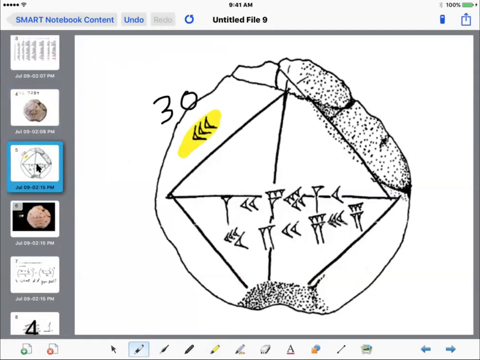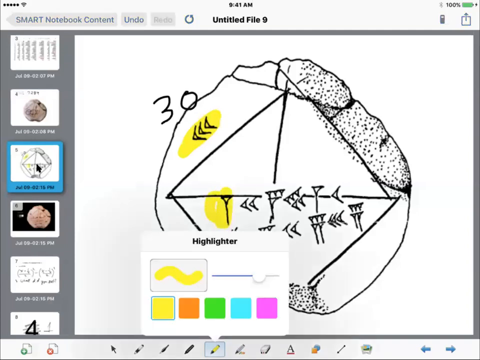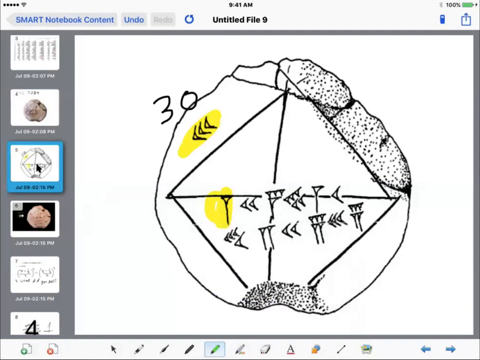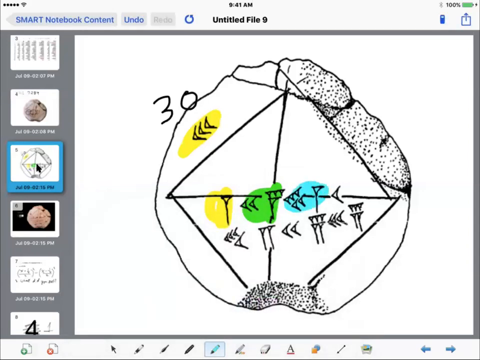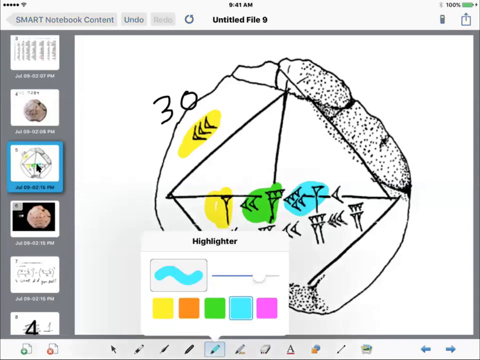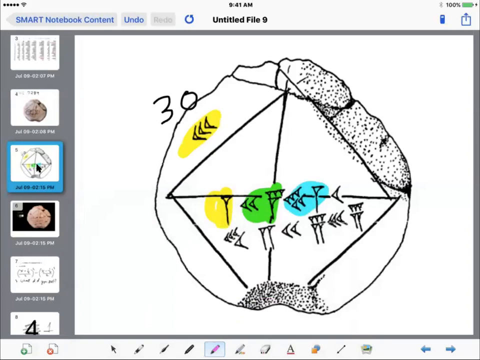Over here, we actually have a three-digit number. Digit number one, digit number two, actually four-digit number. Digit number three. And digit number four.